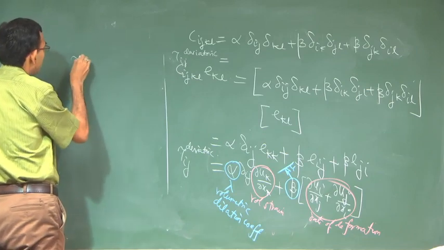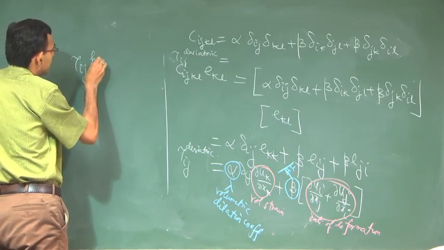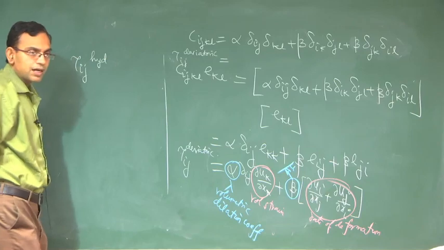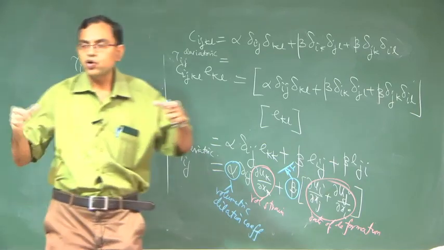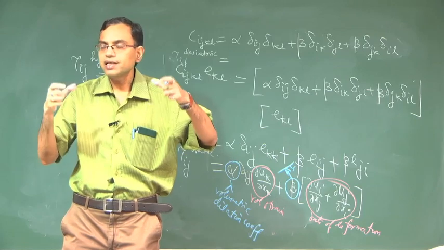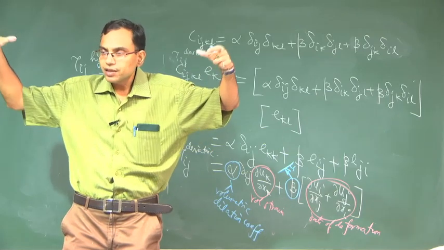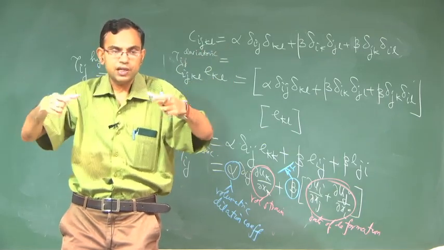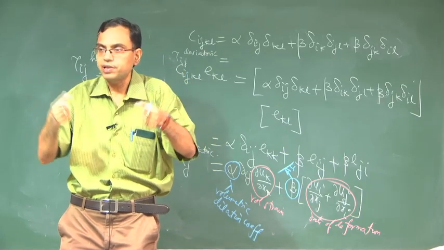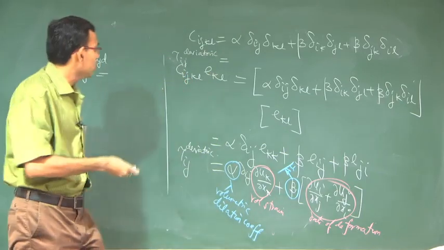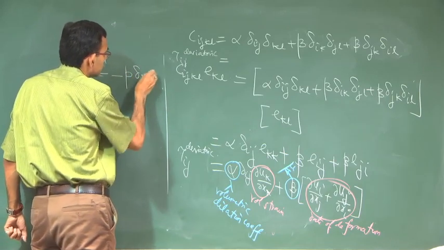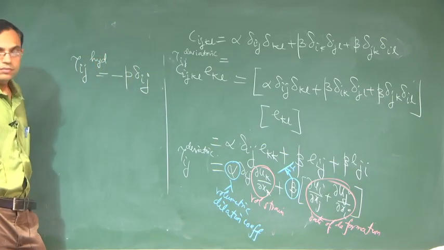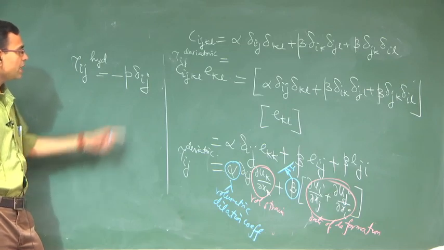Now, tau ij hydrostatic, this is simple, but let us just complete it. Hydrostatic stress is only a normal stress, but it is acting radially inwards due to pressure. Pressure is always compressive in nature, pressure cannot be tensile in nature. To appreciate that, we write it as minus P delta ij.